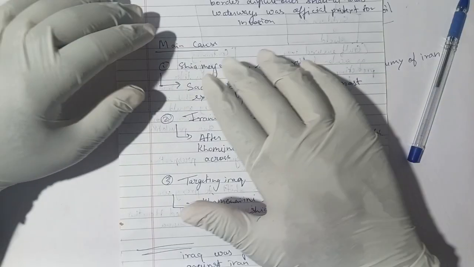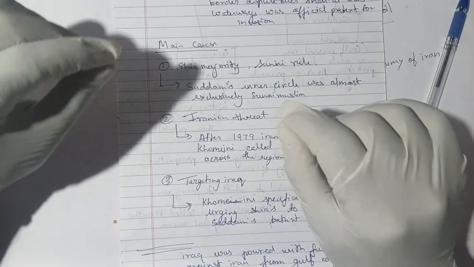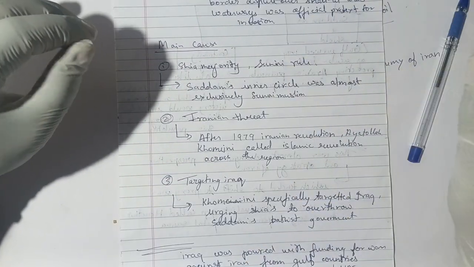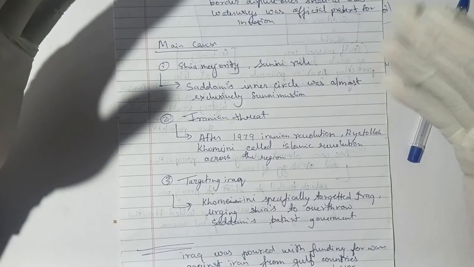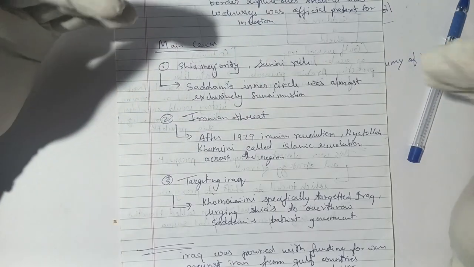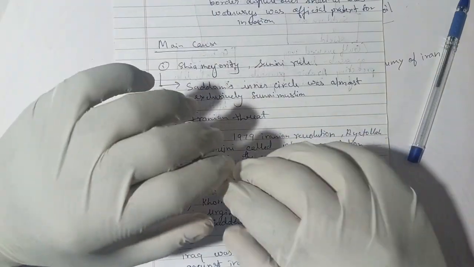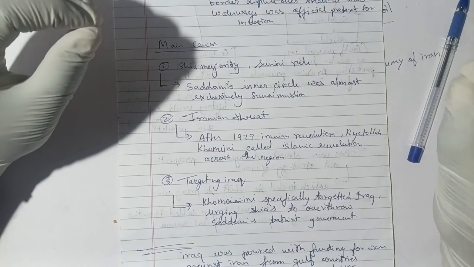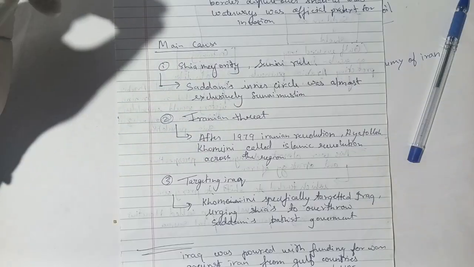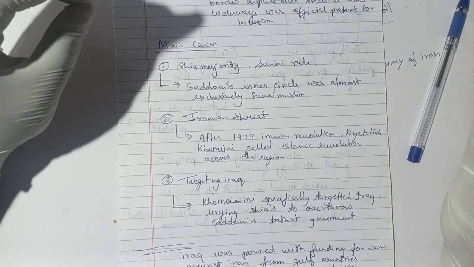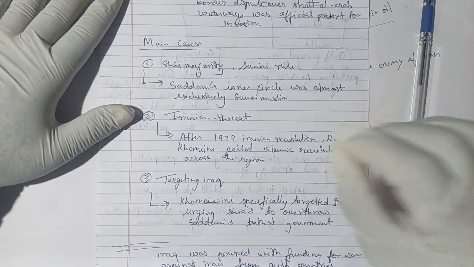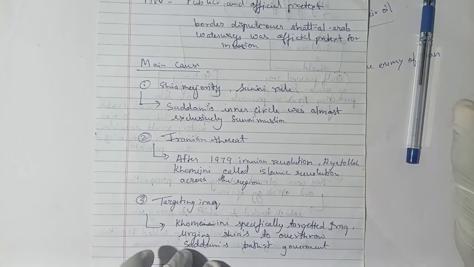So these were three of the major reasons. First is Shia majority and Sunni rule. As you may know, Saddam Hussein's inner circle was exclusively Sunni Muslim. Second, the Iranian threat after 1979: Ayatollah Khomeini was moving his ideology through Middle Eastern states and nations. And third, he was specifically targeting Iraq, urging Shias to overthrow Saddam's government. So basically, these were three reasons, and this war was staged as a border dispute, which was later discovered.